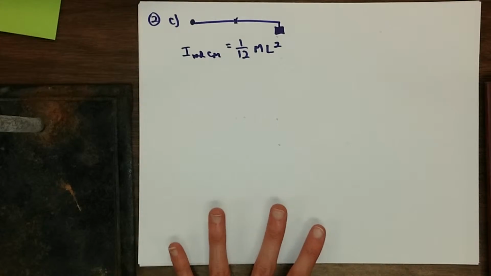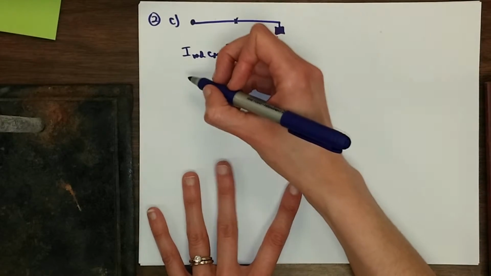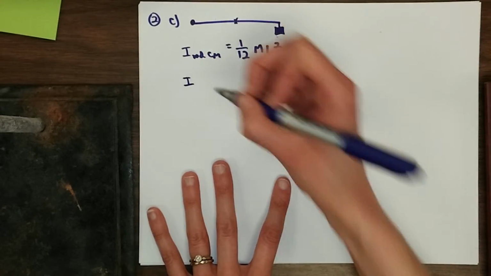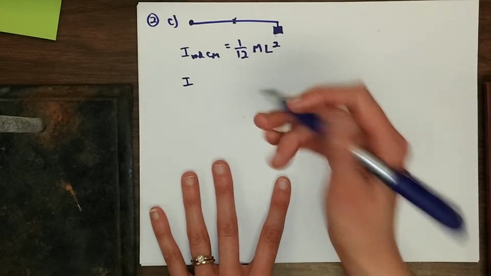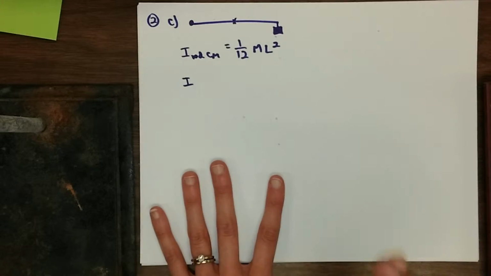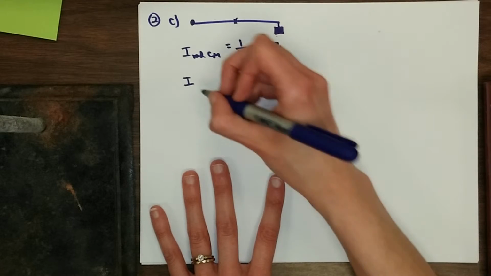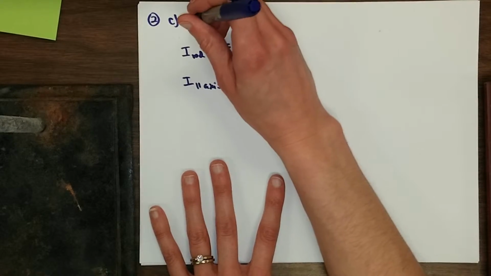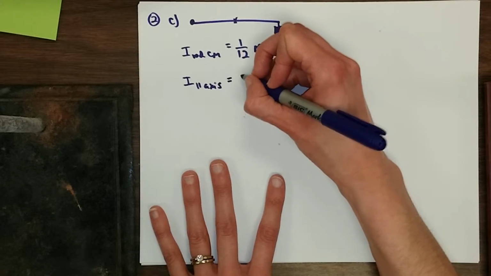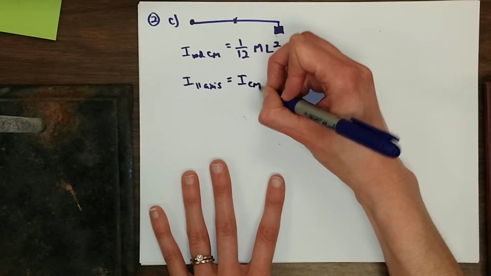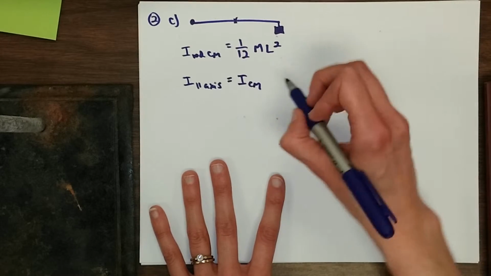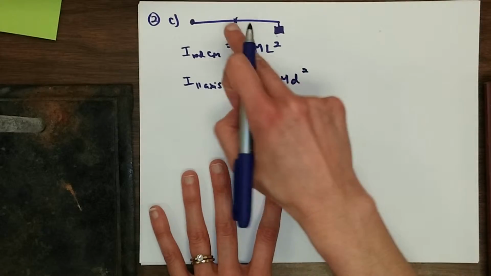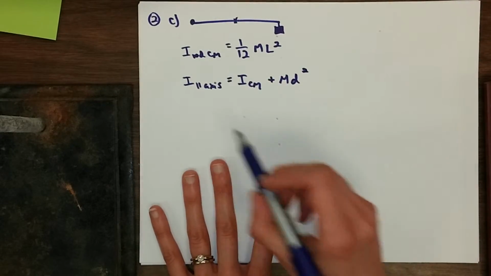What we can do is use the parallel axis theorem to get that. So the parallel axis theorem says that the rotational inertia of something about an axis parallel to an axis through its center of mass can be found this way. So rotational inertia about the parallel axis, which is an axis through the hinge, equals rotational inertia about the axis through the center of mass, which we know, plus the mass of the whole thing times the distance between the two axes squared. So we're going to use that.